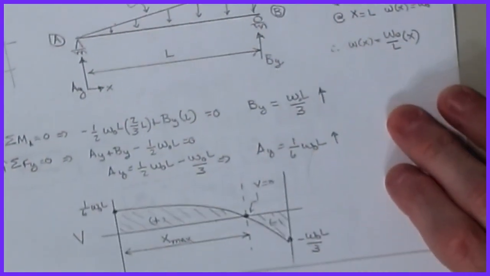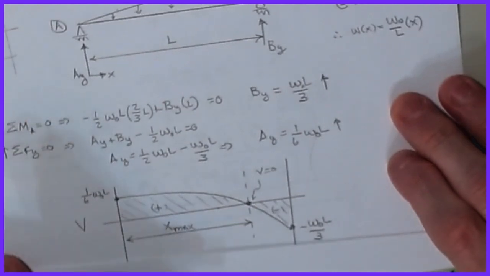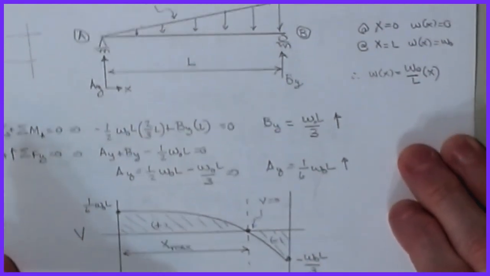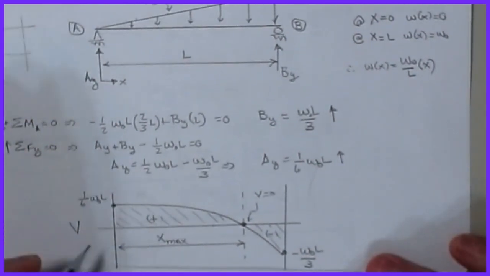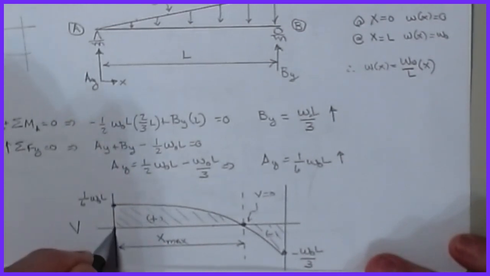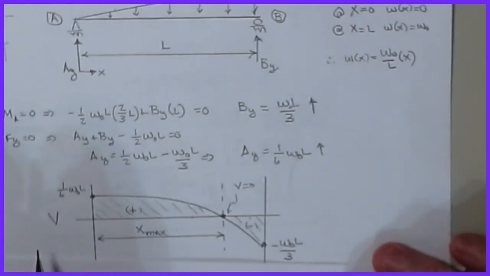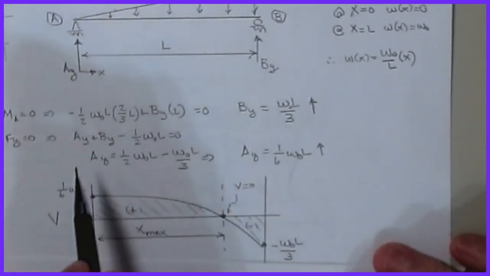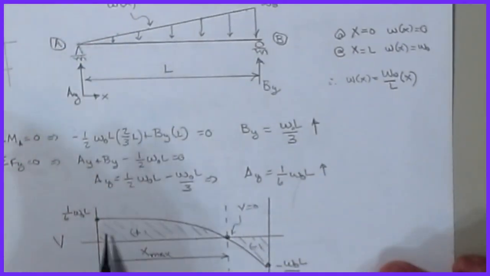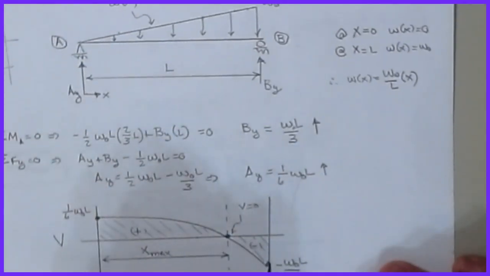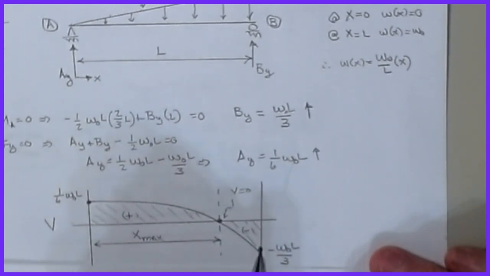So now we can go in, and just like before, we draw our shear diagram. I know that starting out at a 0 shear, I hit that first point, and it jumps me up to the value of Ay, so that's why 1/6 W naught L is there. Then, because the load is acting down, it's a negative change in the shear, so my next point has to be lower. And it turns out that it goes all the way down to minus W naught L over 3.